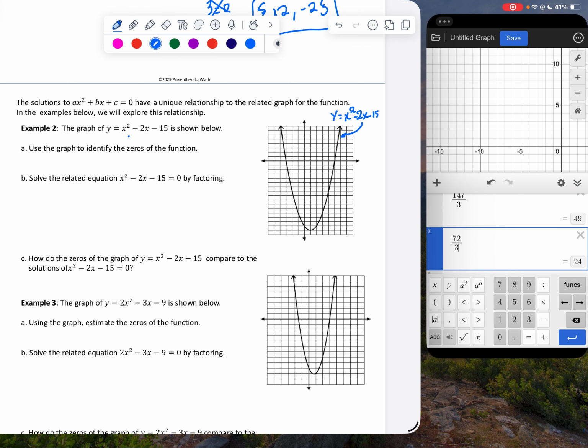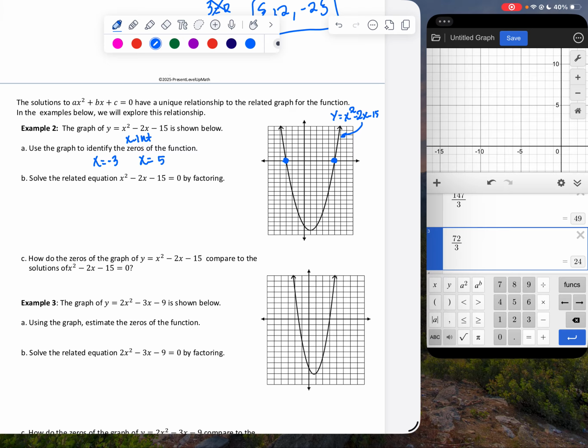So remember from previous lessons, zeros are the same thing as our x-intercepts. So we have 2 of them in this problem, here and here. 1, 2, so negative 3 and x equals 1, 2, 3, 4, 5, positive 5. All right, so that's first step.